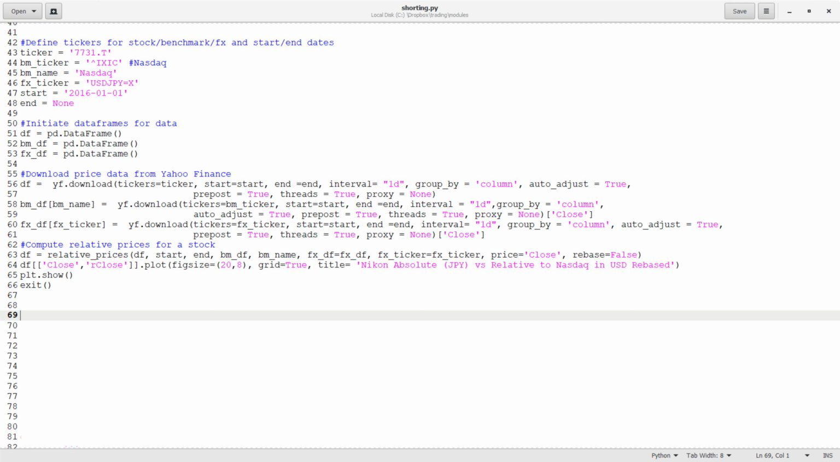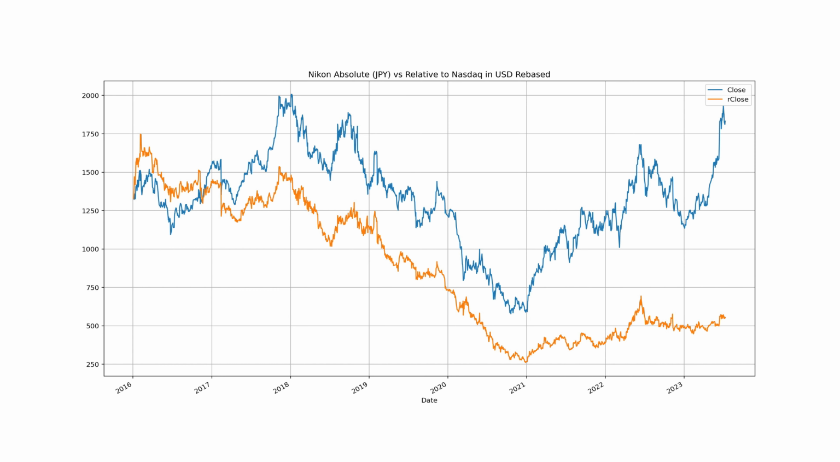Let's consider the stock price of Nikon, traded on the Tokyo Stock Exchange. I use Nasdaq as my benchmark and USD Japanese yen forex rates for conversion purposes. As we can see from the graph, relative price series factors out the forex effect and shows how Nikon performed in comparison to Nasdaq. Nikon staged a rally from January to July of 2023.